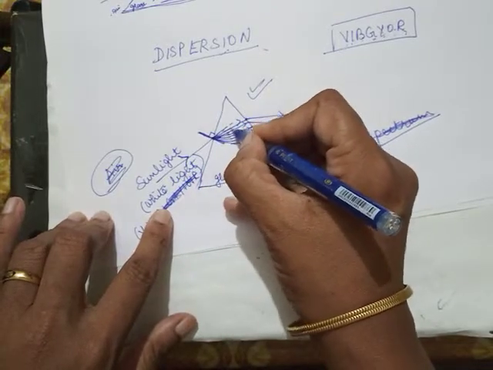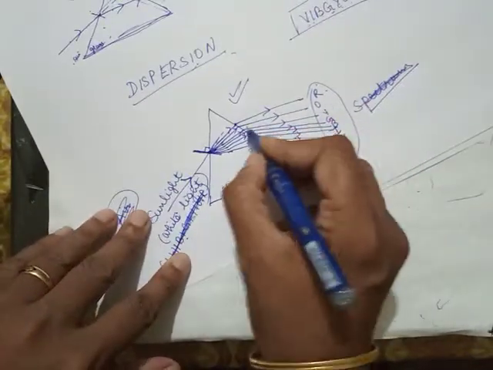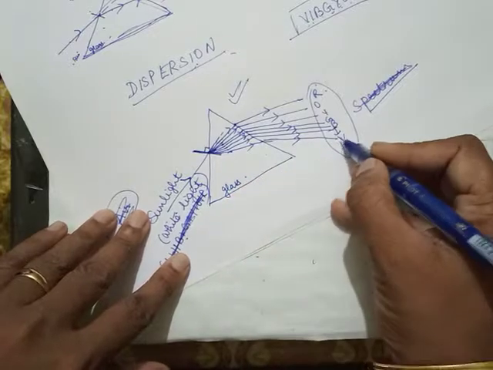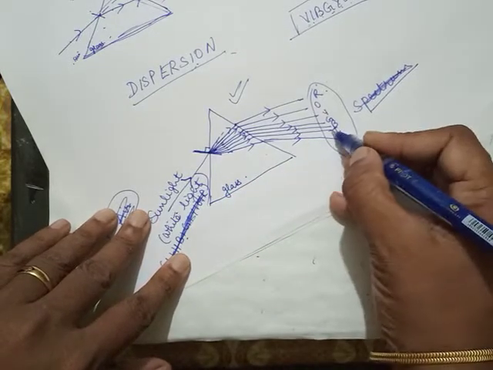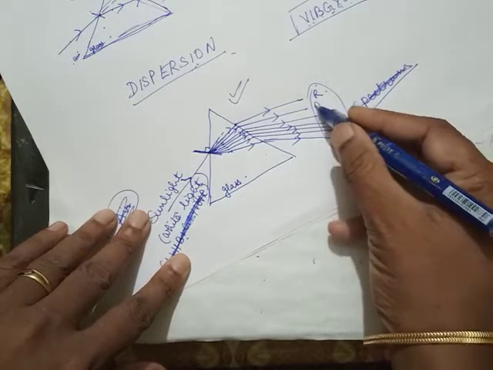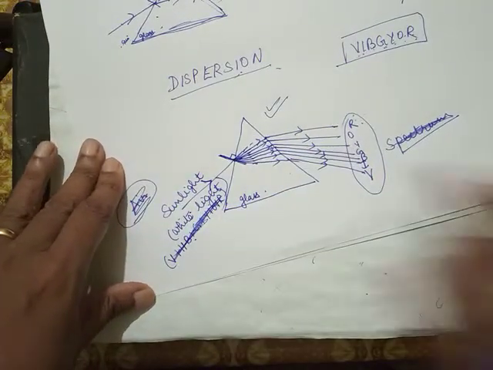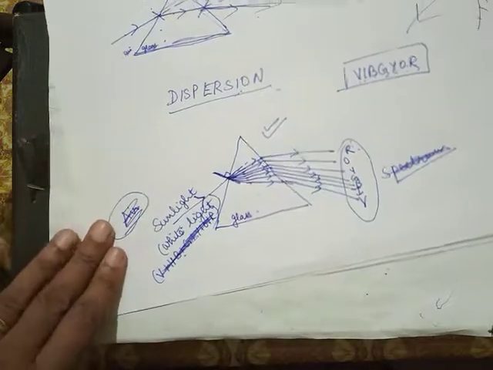Then here you have to draw 7 lines and then they will bend more. And here you should mark, the last one is violet, indigo, blue, green, yellow, orange and red. Is it clear? There's one exercise question for which you have to draw this.